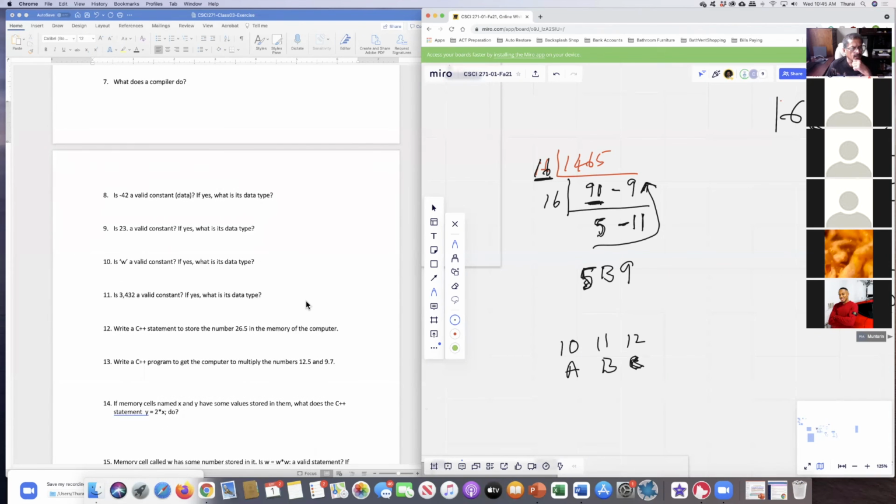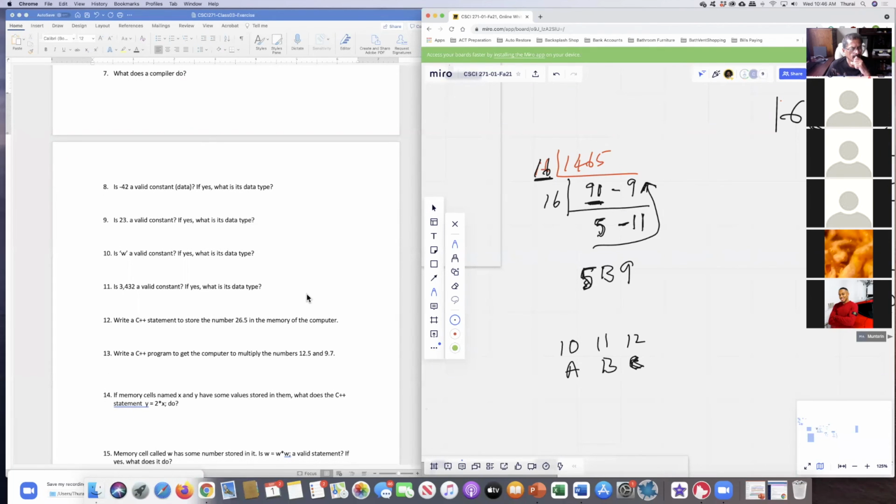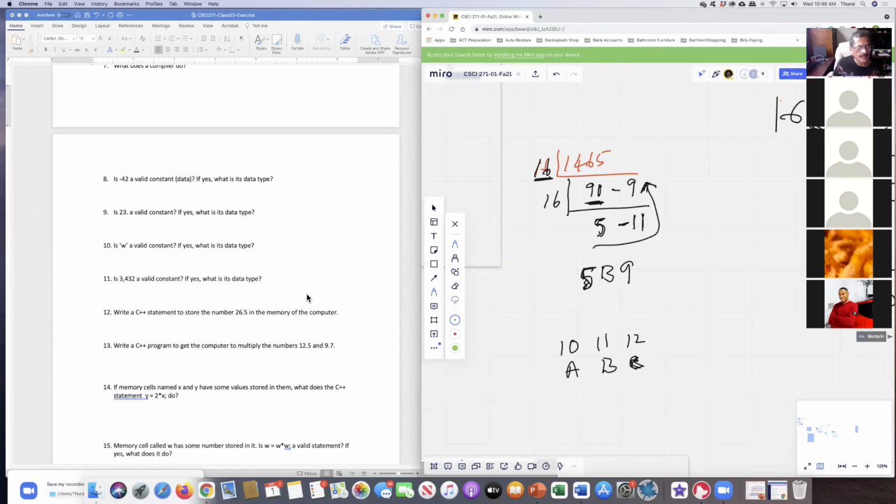W with single quotes, is that a valid constant? Yes, it's valid and it is character type. You learned the three types of data in this lecture. Any integer number is called integer type. Any number with decimal point is floating point type. Any letter with single quote is valid and it's character type. If the quotes are missing, then it is invalid.